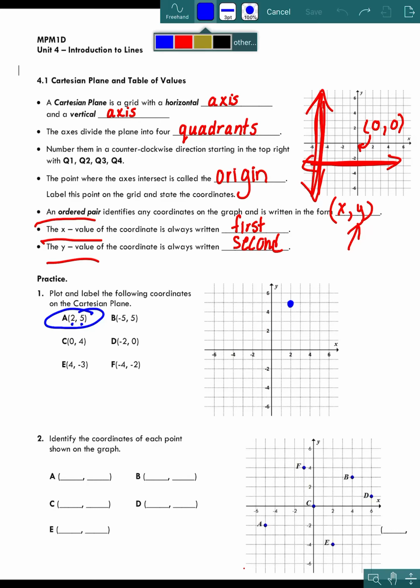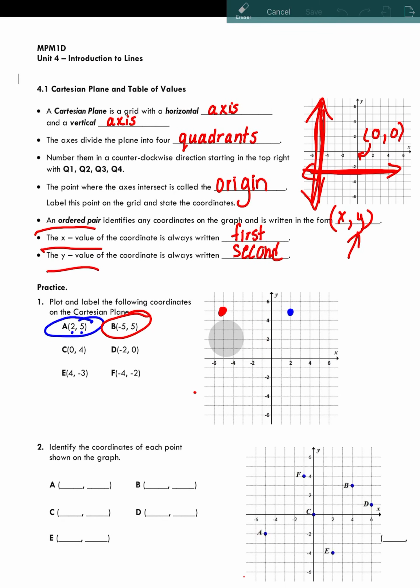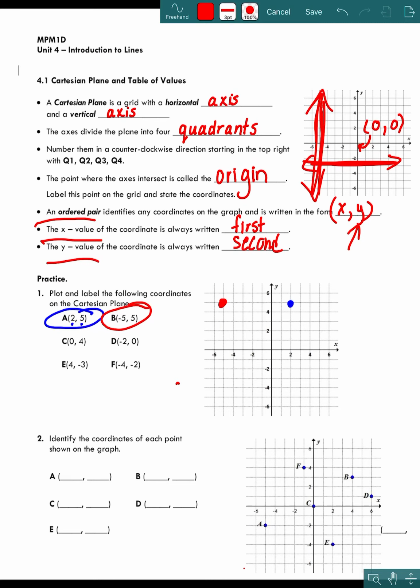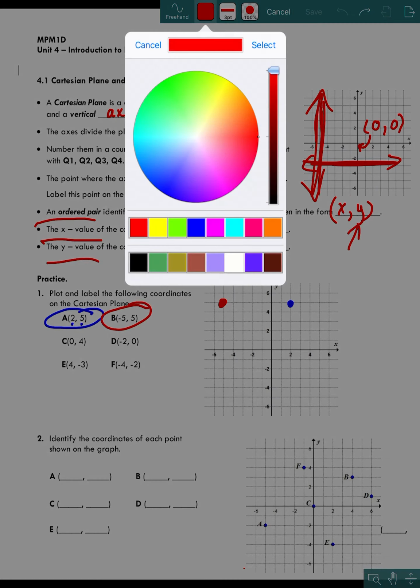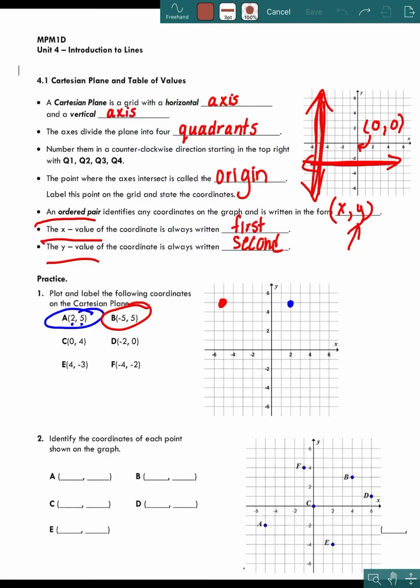For B, we're going to go back 5 and up 5. So start at the origin, go back 5. 1, 2, 3, 4, 5, and then go up 5. 1, 2, 3, 4, 5. So we're going to be right here for B. For C, it says 0, 4. So we don't go over any, we don't go back any, we stay right at 0. And then we're going to go up 4. 1, 2, 3, 4. All right, so that's where C is.